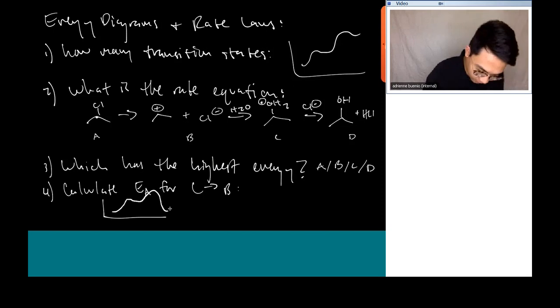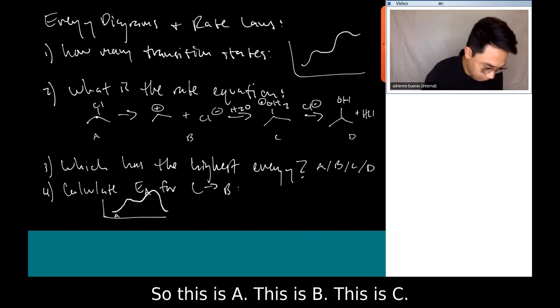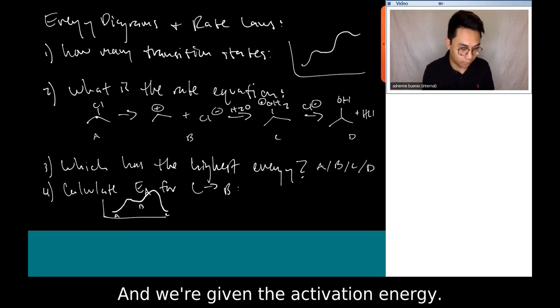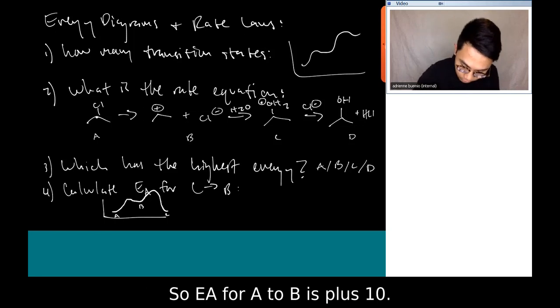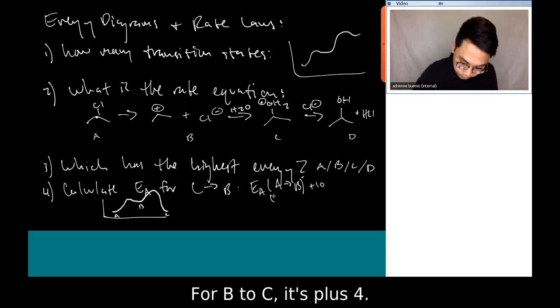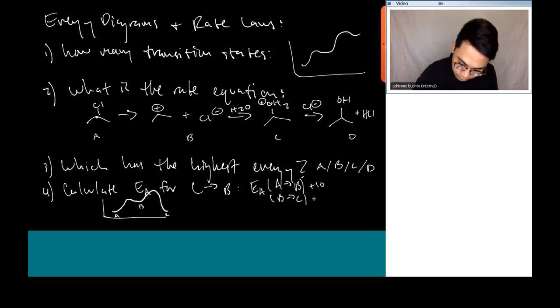Okay, so this is A, this is B, this is C. And we're given the activation energy. So EA for A to B is plus 10, for B to C is plus 4. Okay, there's still room.